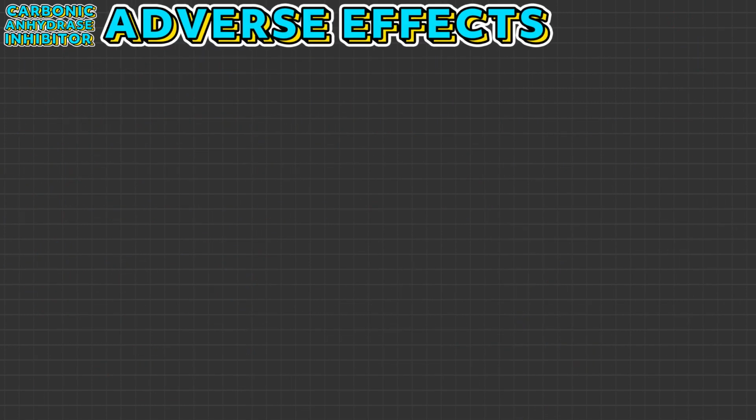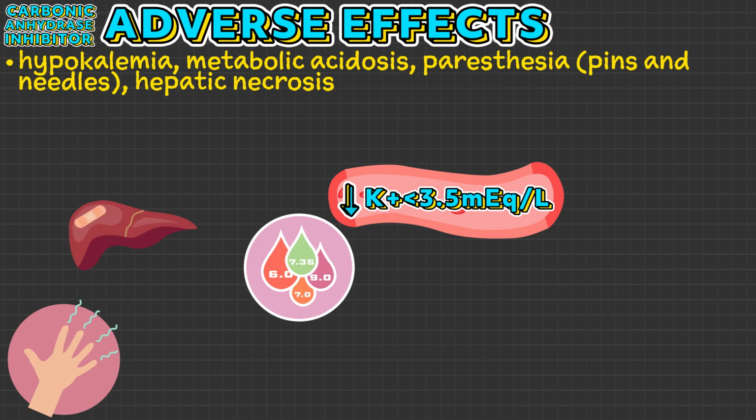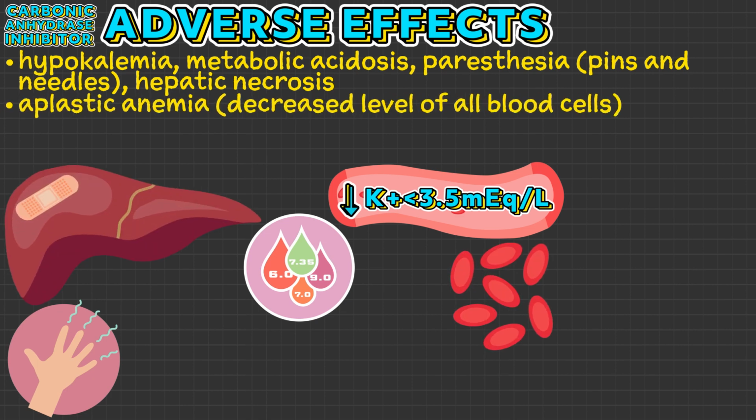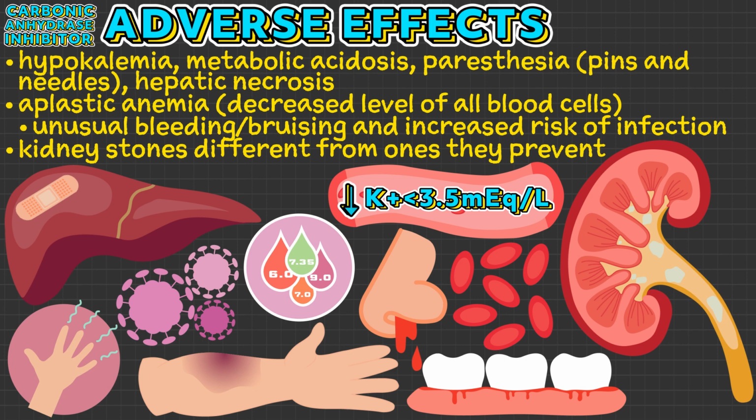Adverse effects of carbonic anhydrase inhibitors include hypokalemia, metabolic acidosis, paresthesia or a pins and needles sensation, hepatic necrosis, and aplastic anemia or a decreased level of all blood cells, which can cause unusual bleeding or bruising and increase susceptibility to infections. They can also lead to the formation of kidney stones, different from the ones they are used to prevent. Although these adverse effects are serious, they are also generally rare.